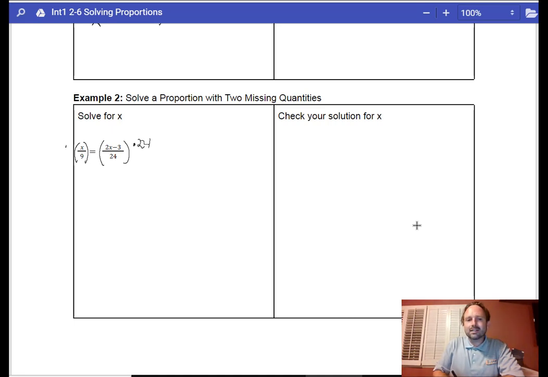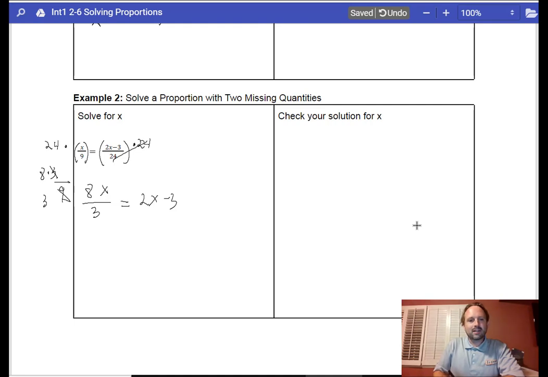Now I can tell you right now that's not going to get rid of the 9. This is 8 times 3. So I know that 8 times 3 with a 9 on the bottom, that will cancel out with the 3, so I'll be left with 8 thirds. 8x thirds will equal 24 divided by 24, 2x minus 3.